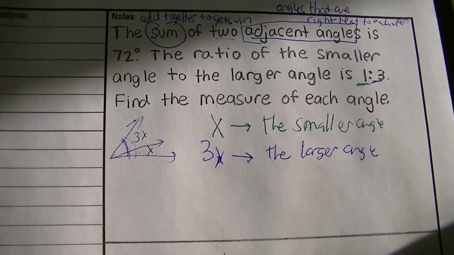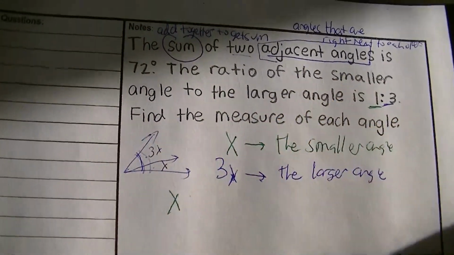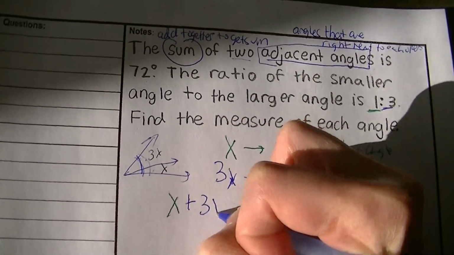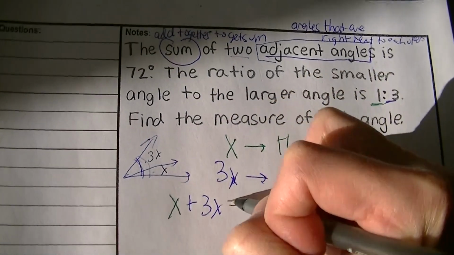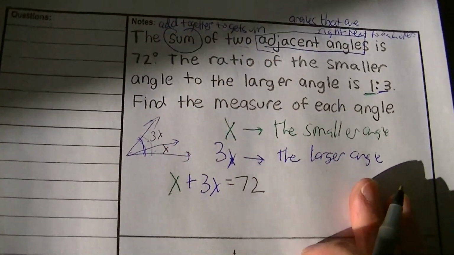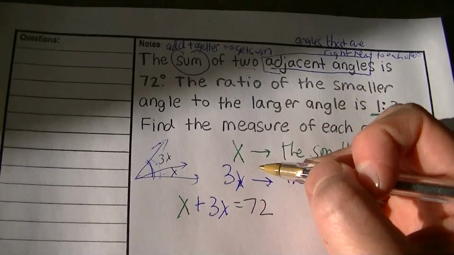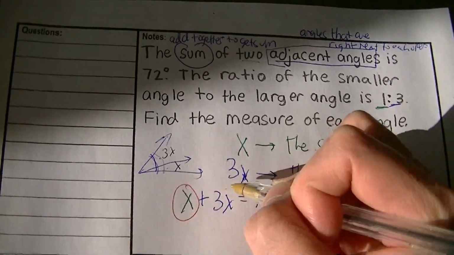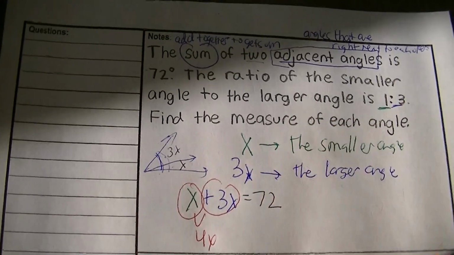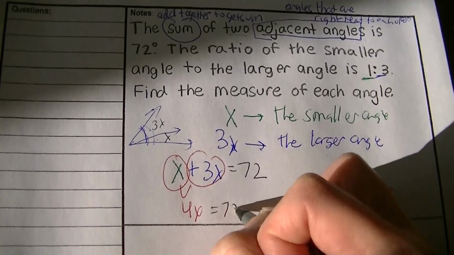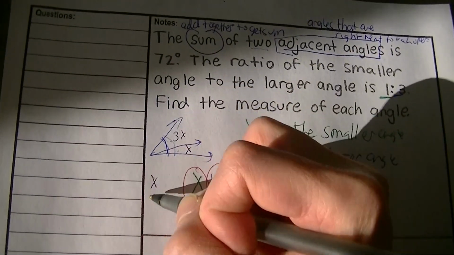So let's go ahead and set up our equation. x plus 3x equals 72, and I got the 72 from the information in the paragraph. Okay, let's simplify before we build it. x plus 3x, that's 4x, and that equals 72. We're not done because you have to build it to help you if you need it.